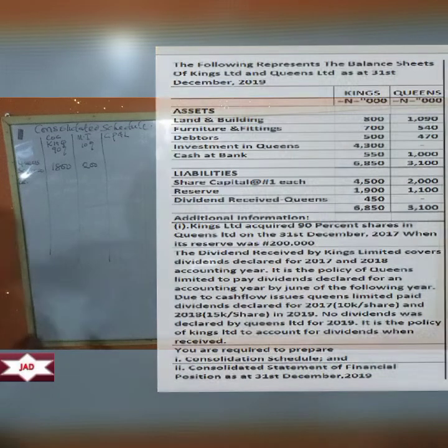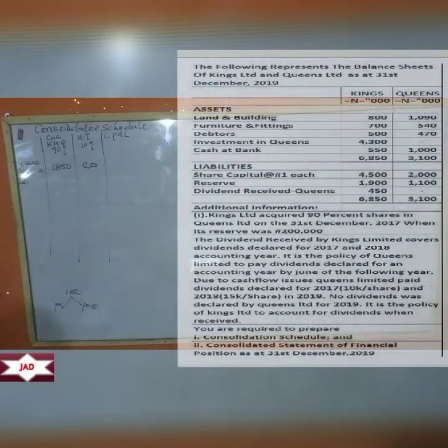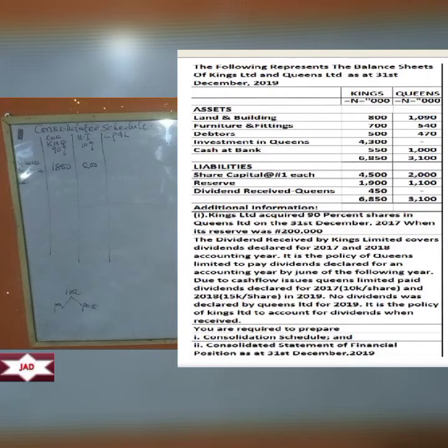1,100. So we have our pre and we have our post. What's the pre here? They said when it was acquired, it was 200,000. So we have 200. Then here will be 900, right? So what do we do? So we say 90% of 200, 90% of 900. I've already taught this, so it's not something that is new.